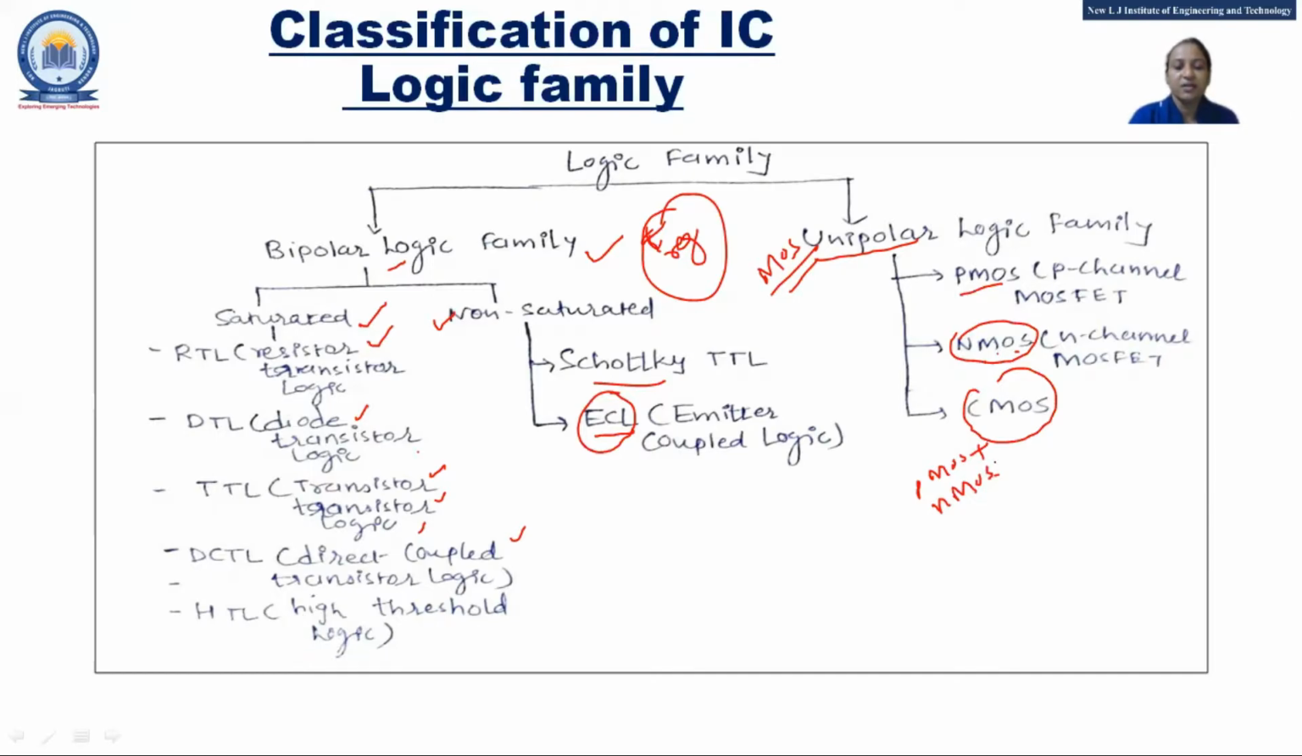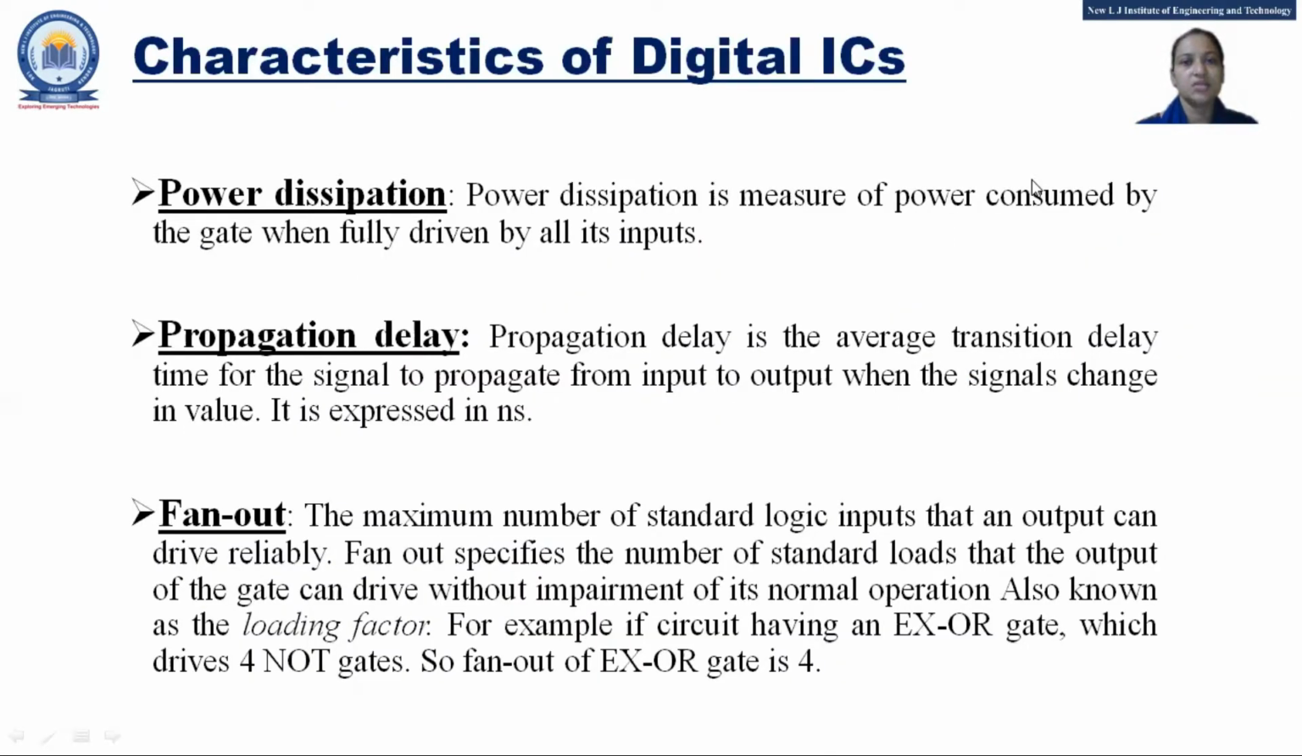Now let's see the characteristics of digital ICs. First of all is power dissipation, which is the power consumed by a gate when all the inputs are provided. Next is propagation delay. It is the average time taken by the signal to reach from input to output when the signal changes its value, and it is expressed in nanoseconds.